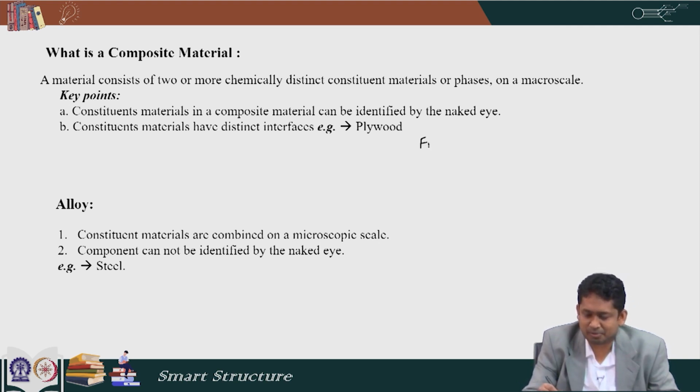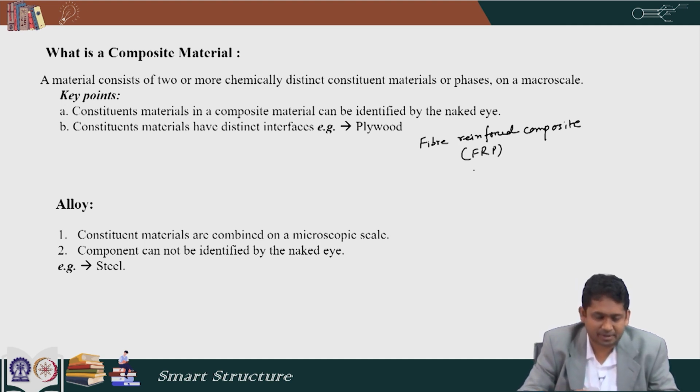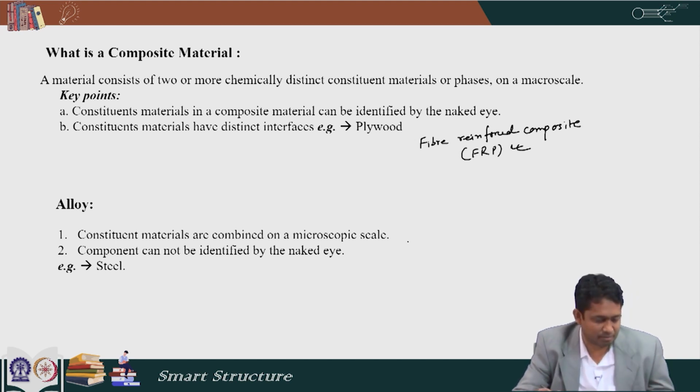Now, the type of composite that we talk about in this course is called fiber reinforced composite. In short, we call it FRP. Now, there is something called alloys also, but these alloys are micro scale composites. So, that is the main difference between alloys and the kind of composites that we deal with. So, in alloys the component cannot be identified if we see them. An example is a steel. So, we will restrict ourselves to fiber reinforced composites.